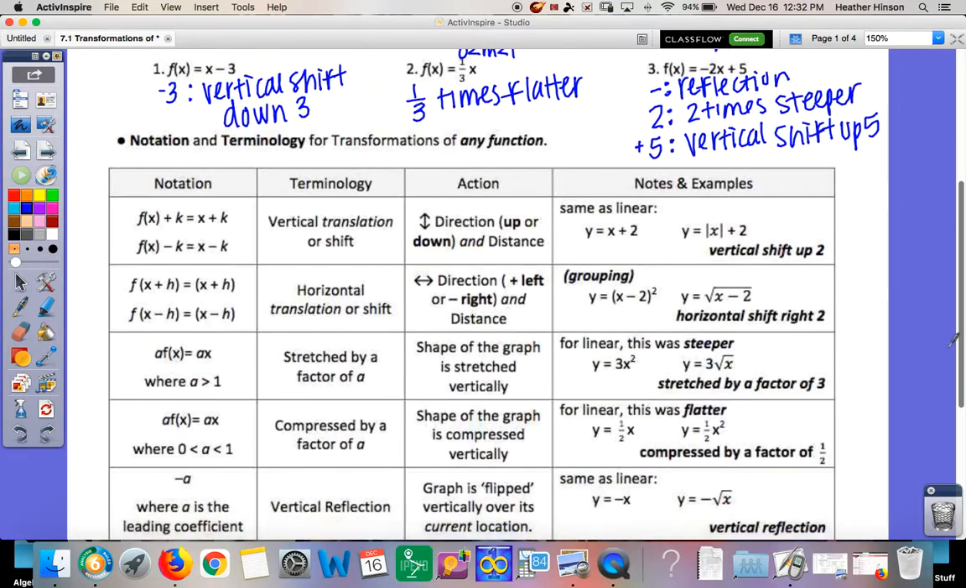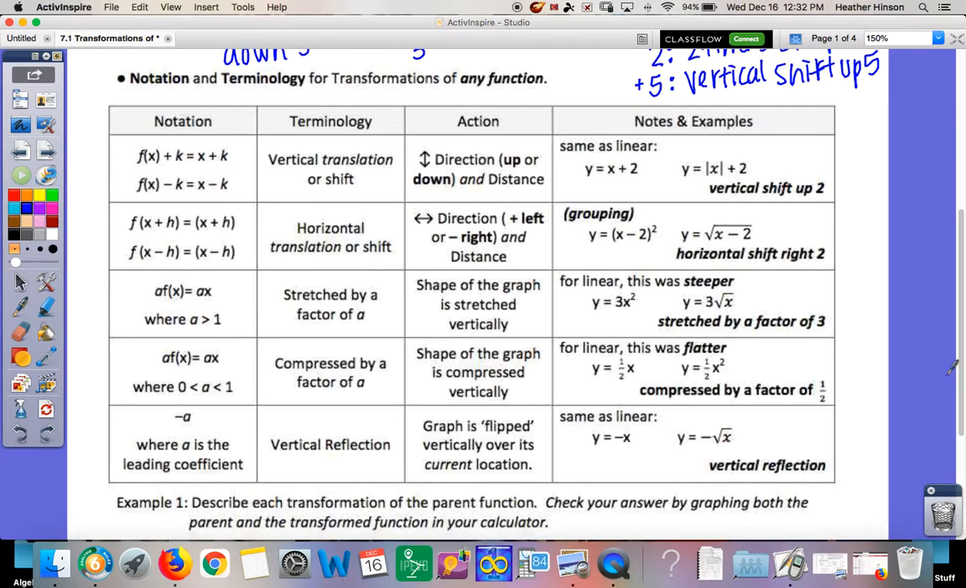Okay, so we have the basics. We learned all those last semester. We're just going to add a couple more things. So we know our normal y-intercept. If there's a plus or minus at the end, you're going to vertical shift up or down. It can also be called translation. We're going to stick with shift, but if you see translation, that just means the same thing. It's moving up or down. If it's positive, it's going to go up. If it's negative, it's going to go down.